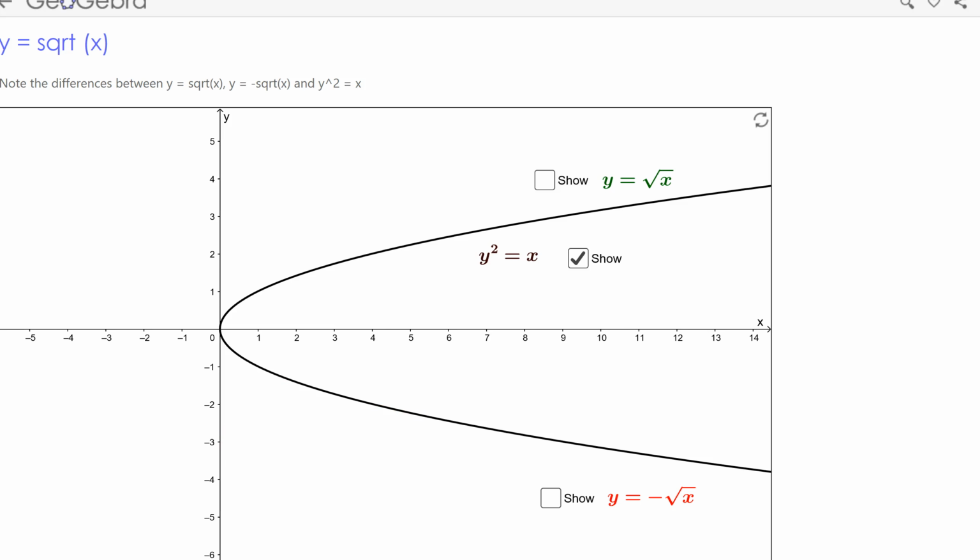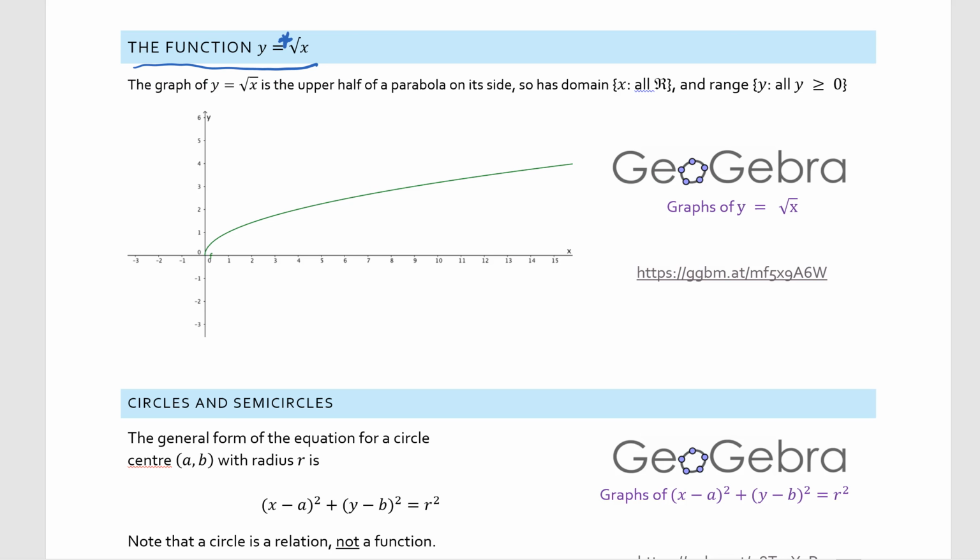So if we jump back to our notes, we covered all that we really need to at this stage for the function y equals root x. So we'll move on to circles and semicircles.